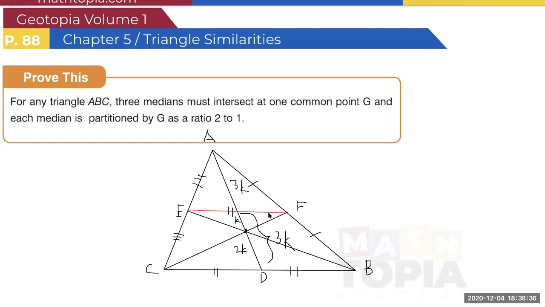So each of the medians is divided at the intersection point into a ratio of 2 to 1. And now we can show they all concur at one point by using the fact that they're divided in a ratio of 2 to 1. So can you erase your line? Yeah, if we erase all this, we have these two lines, and we know they're divided into ratios of 2 to 1.